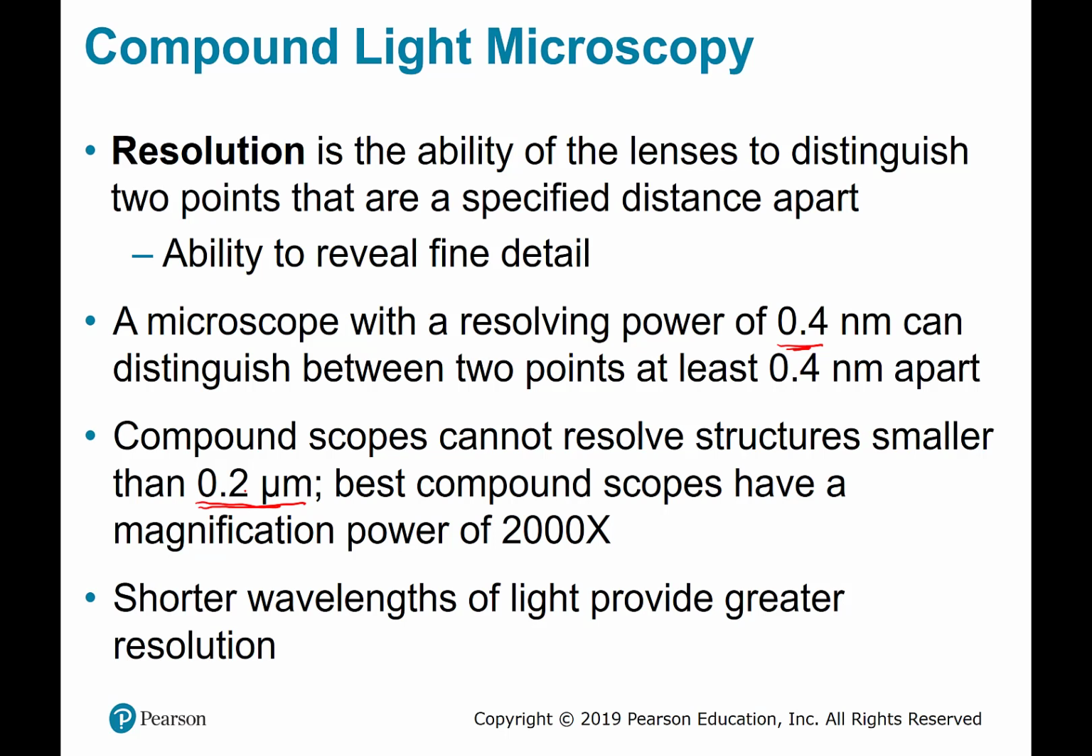And the best compound microscopes that you can find are going to have a magnification power of 2000x. As I mentioned, the microscopes that we have in our laboratory have a magnification power of up to 1000x. And the shorter the wavelength of light, that is going to provide for greater resolution. And that's why your electron microscopes are going to have a much greater resolving power, because those electrons are going to have a much shorter wavelength than visible light.